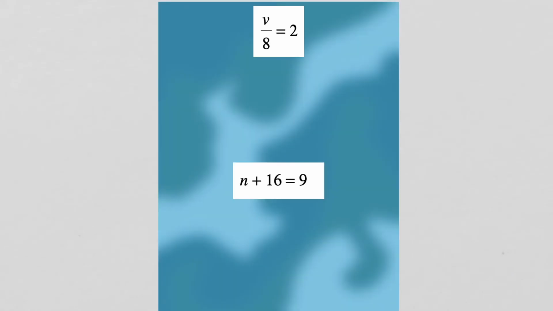Alright, so I want you to try these 2 problems on your own. You're going to work them on your own paper, and then the questions are going to pop up asking you what you got for your answer. So number 1 is v over 8 equals 2, and number 2 is n plus 16 equals n. Remember, you want to get the variable by itself.